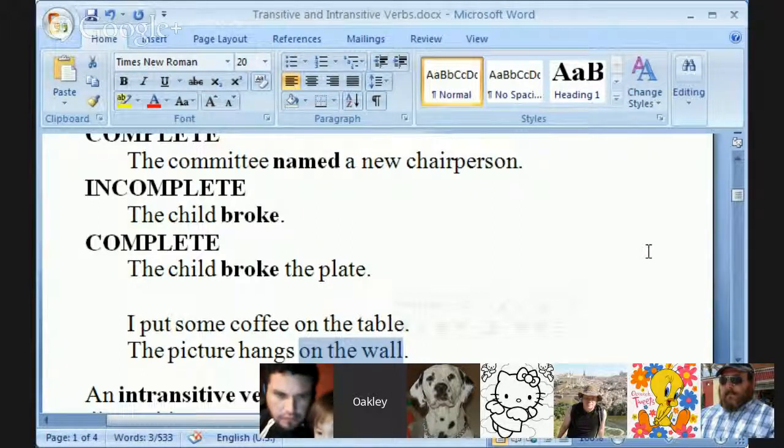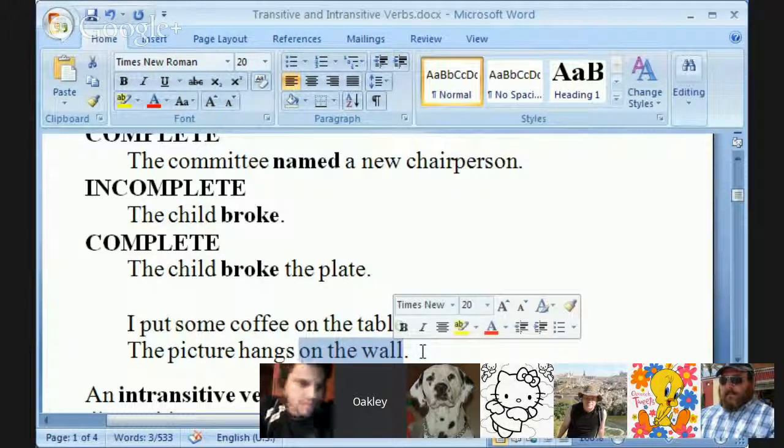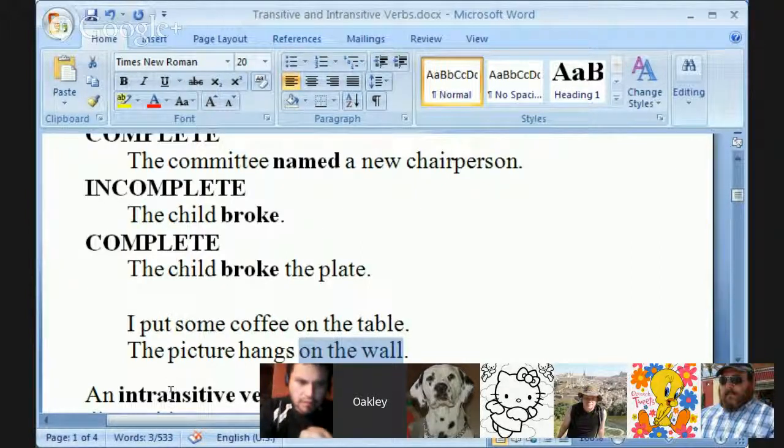This is actually an intransitive. This is an intransitive verb. There is no object noun. Okay? So this is an example of an intransitive sentence. You want to try again with a transitive?